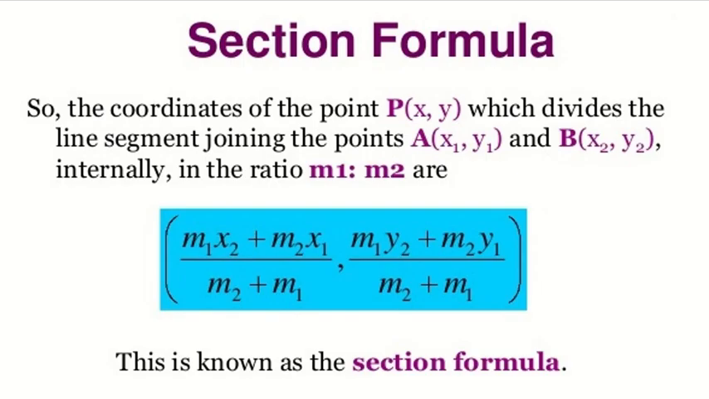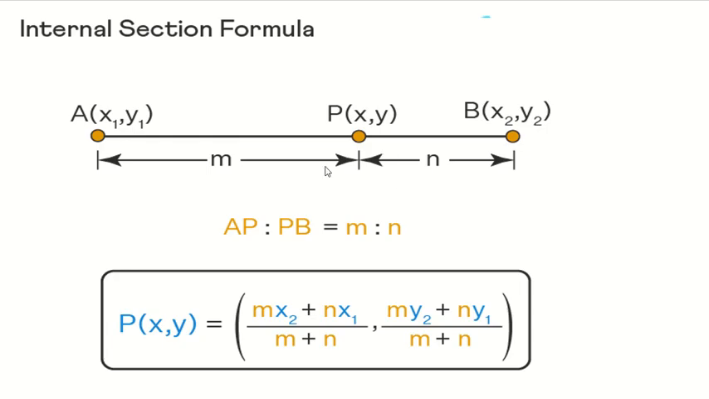Now we are going to see the section formula. What is meant by the section formula? First let us know what is meant by section. The coordinates of a point P(x, y) which divides a line segment joining points A(x1, y1) and B(x2, y2) internally in the ratio m1 is to m2 is m1 x2 plus m2 x1 over m1 plus m2. You can understand this through the figure. You can see this is a line segment.